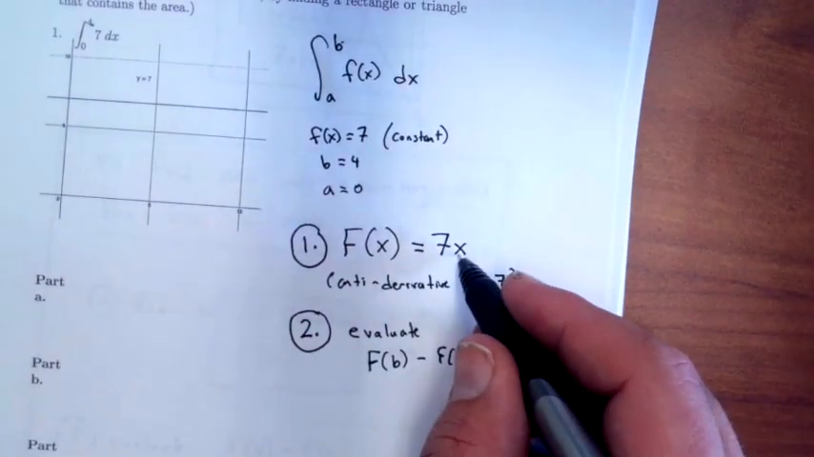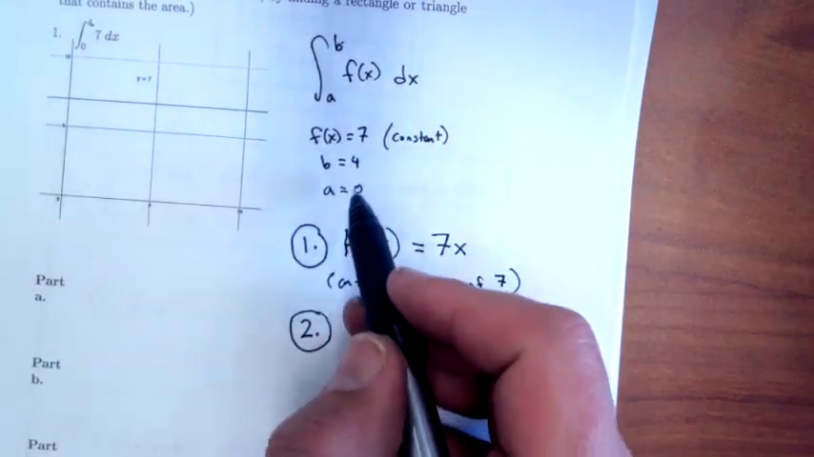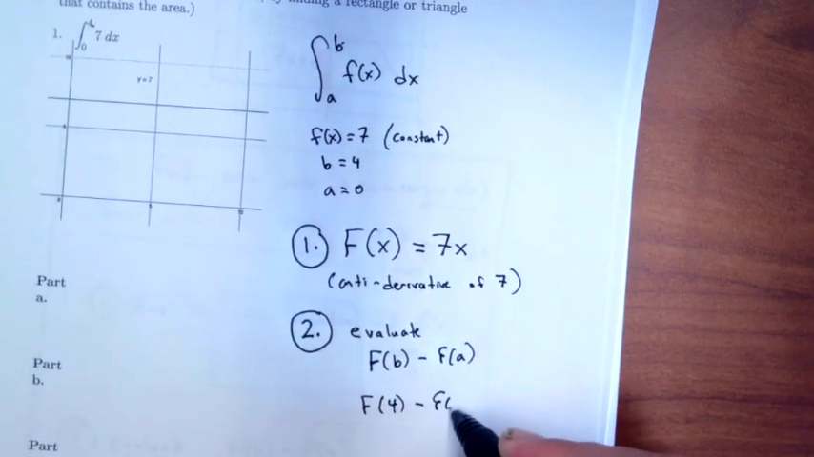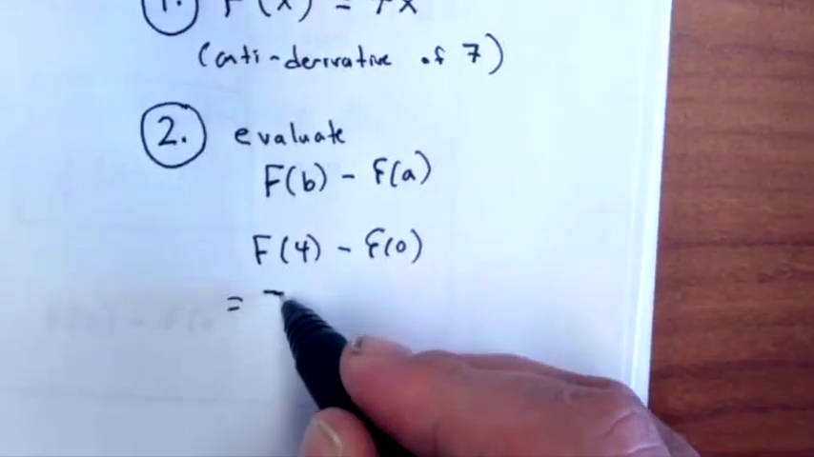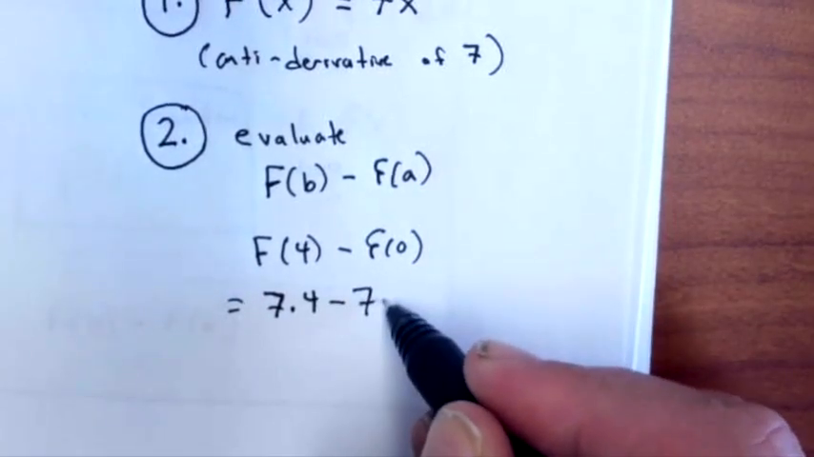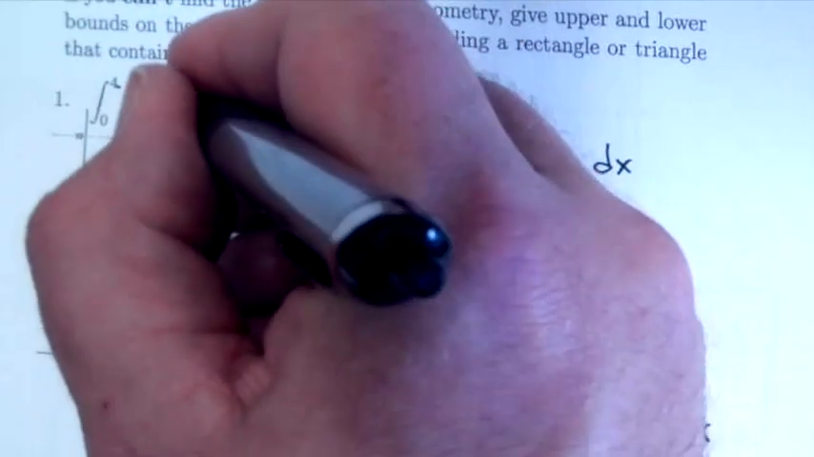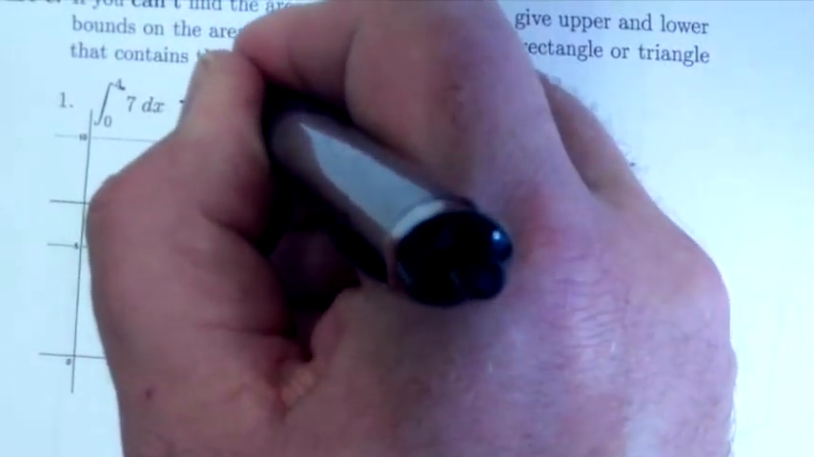So my big F of x is 7x, and my a and my b are 0 and 4. So this would be F of 4 minus F of 0, which would be 7 times 4 minus 7 times 0. And if I calculate that out, I get 28. So I have a different way now of figuring out the answer to this.